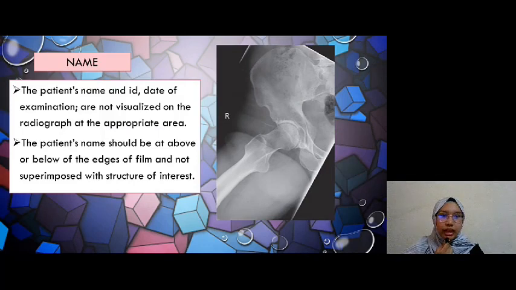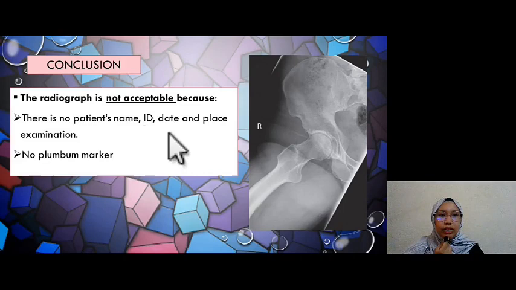Next, for name. The patient's name, ID, and date of examination are not visualized on the radiograph at the appropriate area. The patient's name should be above or below the edges of the film and not superimposed with the structure of interest. Next, for conclusion, the radiograph is not acceptable because there is no patient's name, ID, date, and place of examination, and there is no plumbum marker.